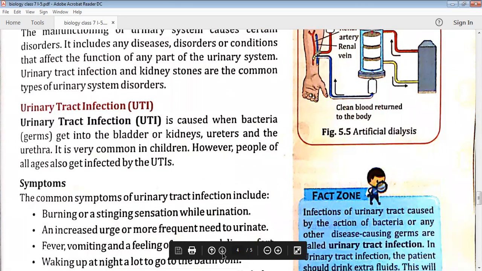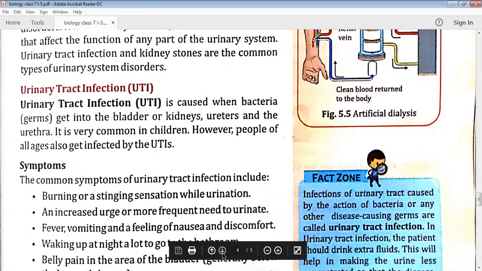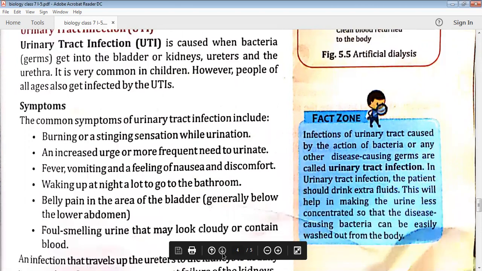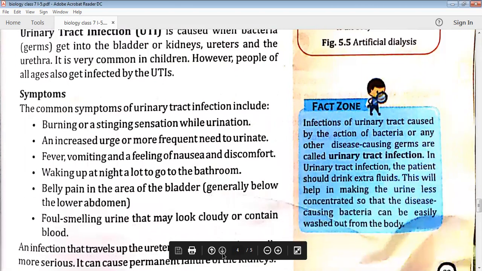Urinary tract infection is caused when bacteria reach your urinary bladder, kidney, and ureters. It is very common in children, however, people of all ages can get affected. So what are the symptoms? When you urinate, you will feel a burning sensation in your urethra, and a smell will come. Again and again you want to go to urinate. Frequent urge of urination. A person who has UTI will go to urinate after every 10 minutes.